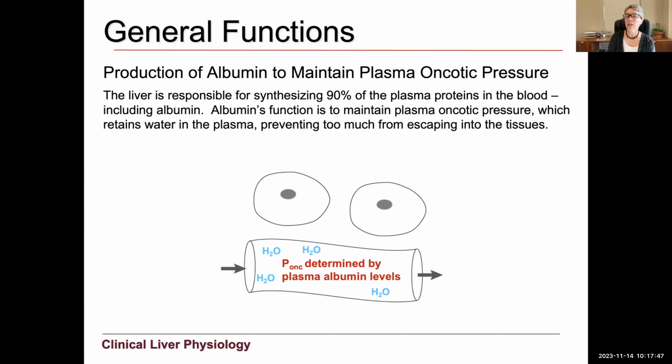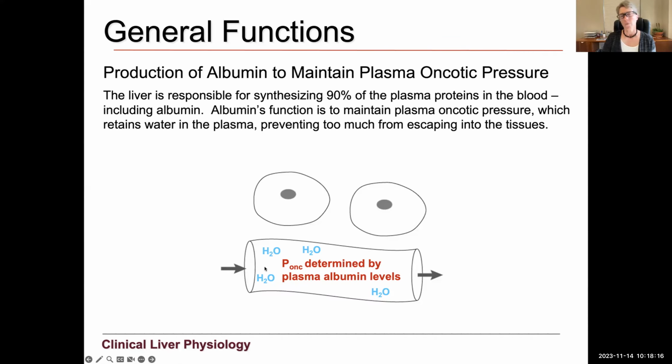Let's talk a little bit about that. I know that Dr. Petta has already talked about oncotic pressure a little when she talked about nephrotic syndrome in the kidney chapter, but let's review it here. This picture shows a capillary, and these are just cells in the tissue, not hepatocytes necessarily. We're just out in some tissue.